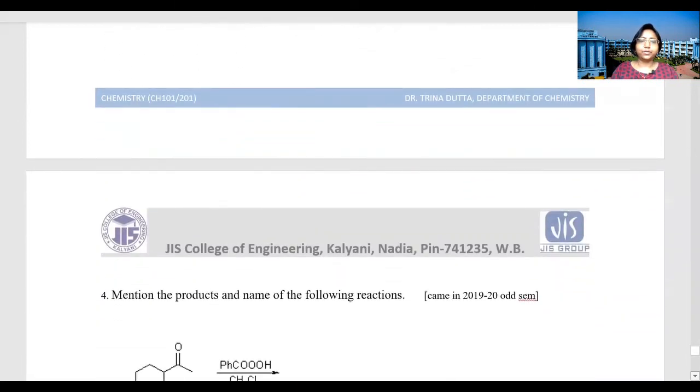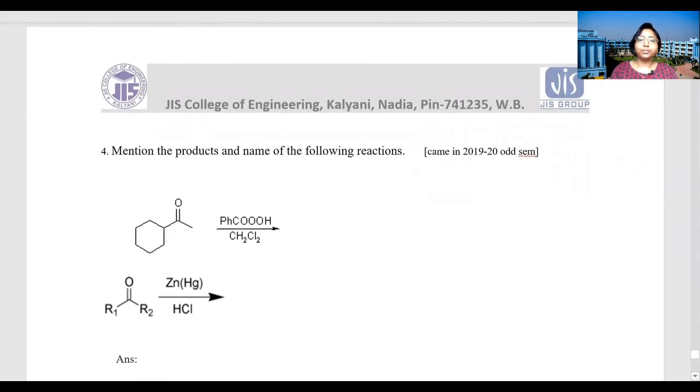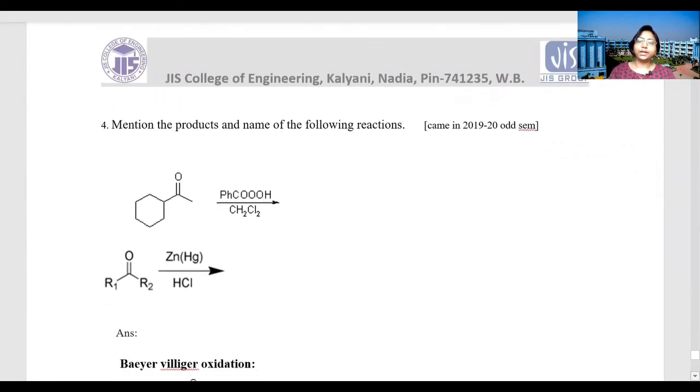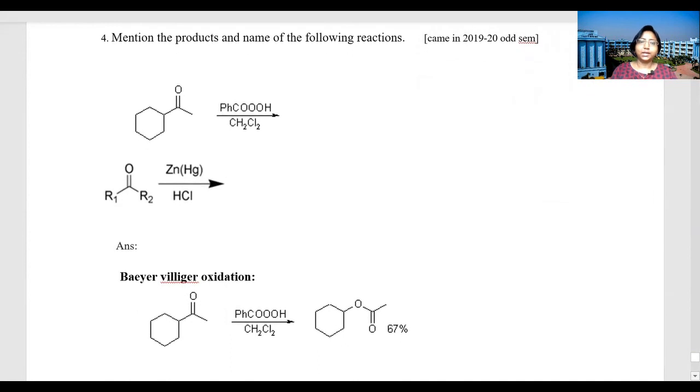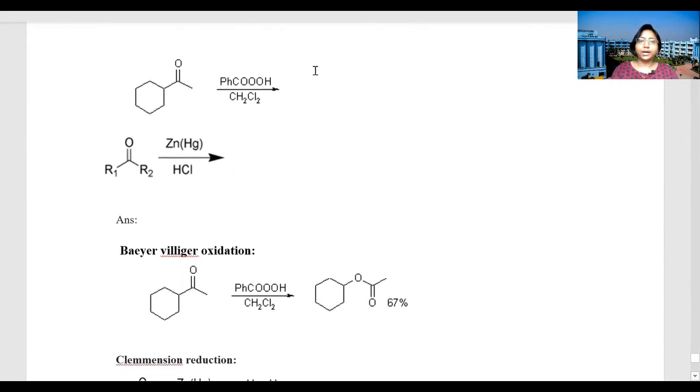Okay, next is question number 4. Mention the products and name of the following reaction. This is a similar type of question written in a different way. It is not telling you to write about the Baeyer-Villiger oxidation or the Clemmensen reduction. They are giving the reagents, and you have to write the products. So first you can identify very well, this one is the Baeyer-Villiger oxidation. And in the answer part, I have given the product. And if you go to the lecture part, the study material where I have told you, you will get the same thing.